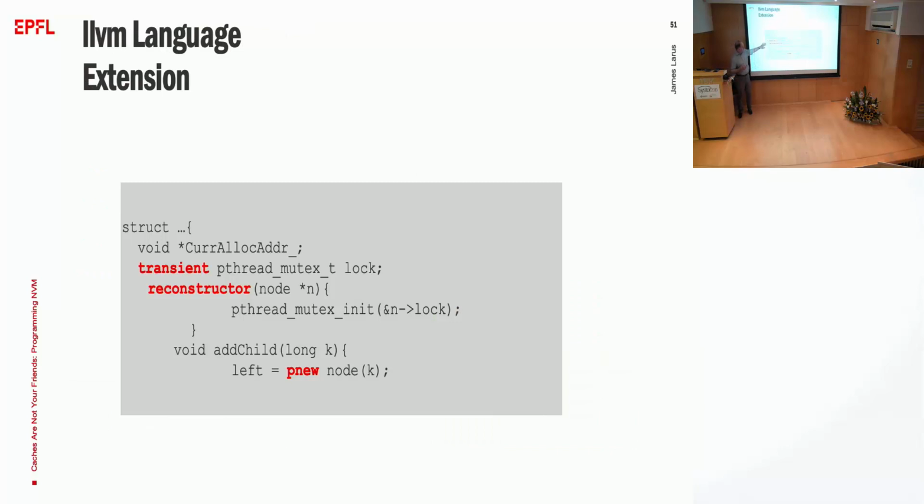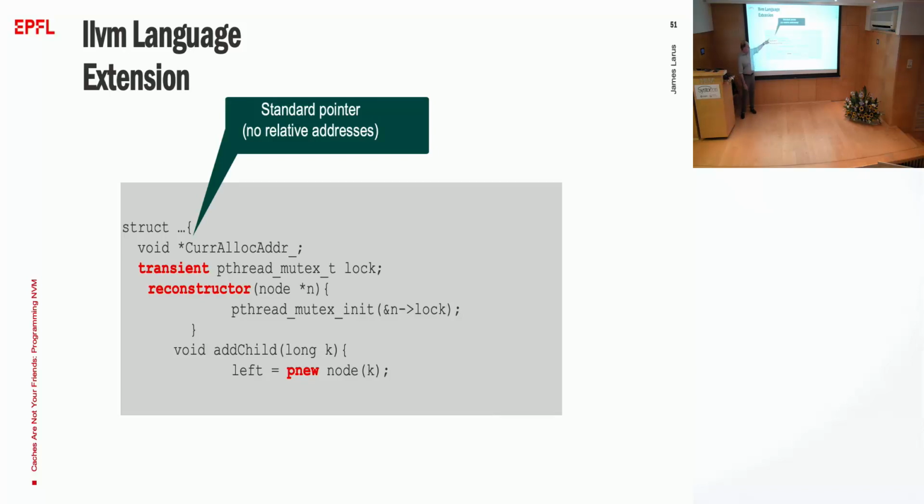So we introduced three new keywords into C++. Transient identifies data that could be stored in non-volatile memory that points to DRAM. Here's a lock, for instance, and you mark that as transient so that we know that it will not be valid when the program is recovered. We introduce reconstructor functions, which are like constructor functions, except they're invoked at reconstruction time. Here you can reinitialize the lock if that's what you want to do. And then we introduced a new keyword for doing allocation in non-volatile memory, so we can identify when things are being allocated in non-volatile memory. These are the three extensions you need to C++, and you could add them to your favorite programming language.